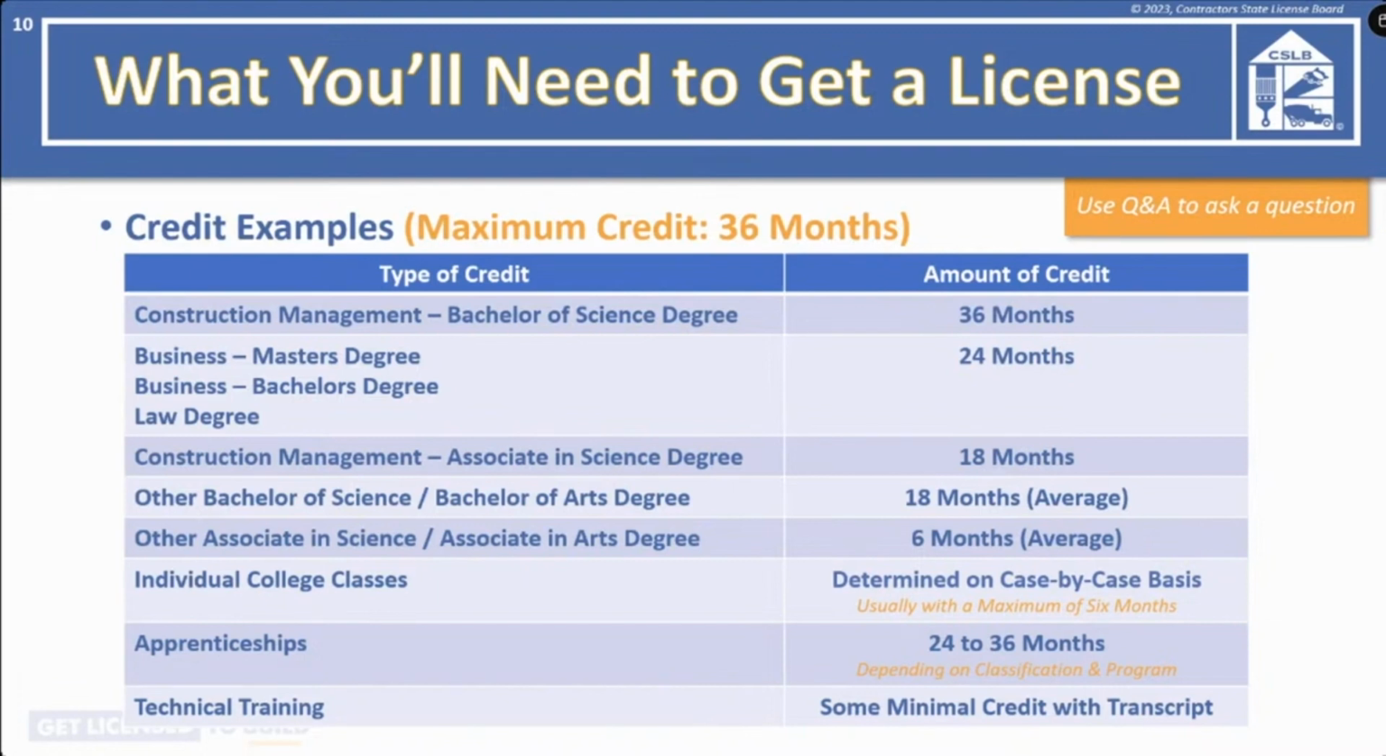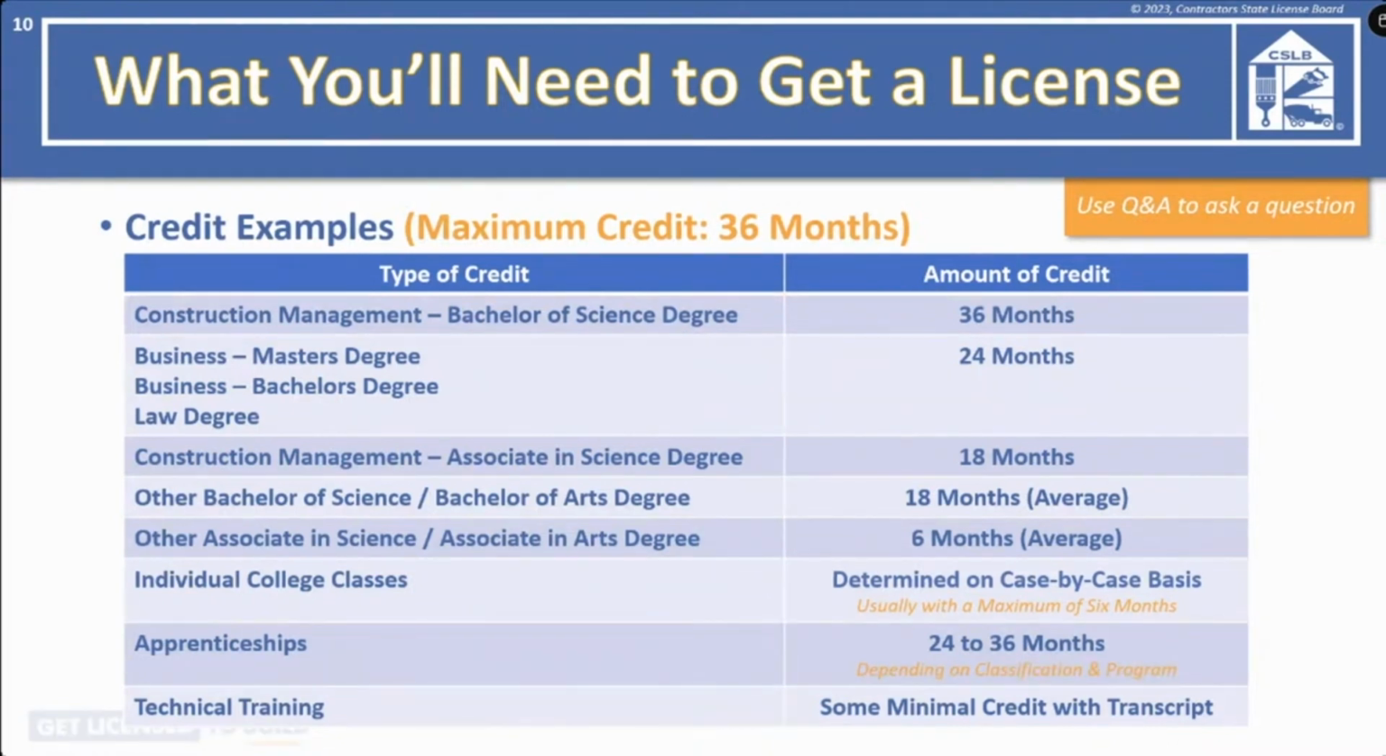An associate in science degree in construction management will get you 18 months credit. A bachelor's degree in some other major will get you an average of 18 months credit. An associate degree in a major besides construction management will get you an average of 6 months credit. Credit for individual college classes is given on a case-by-case basis, usually with a maximum of 6 months credit.